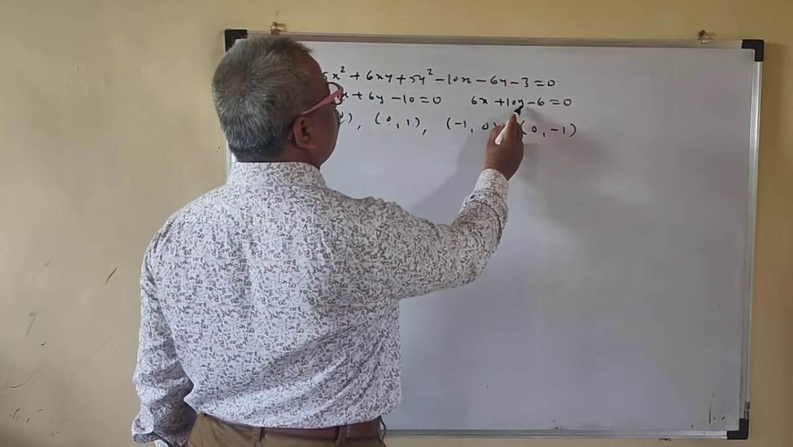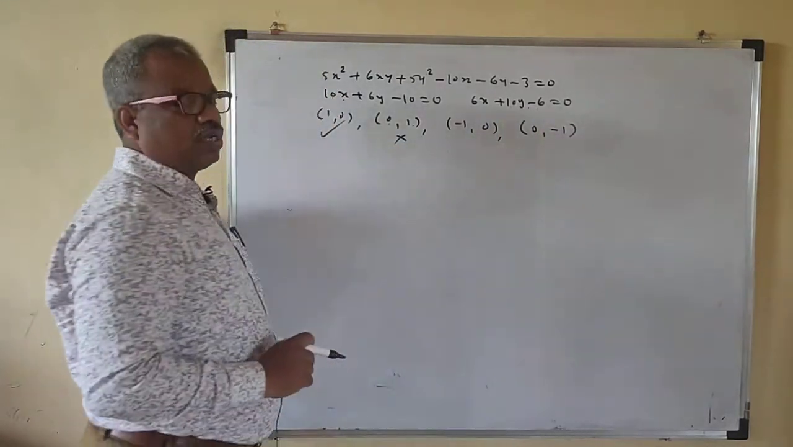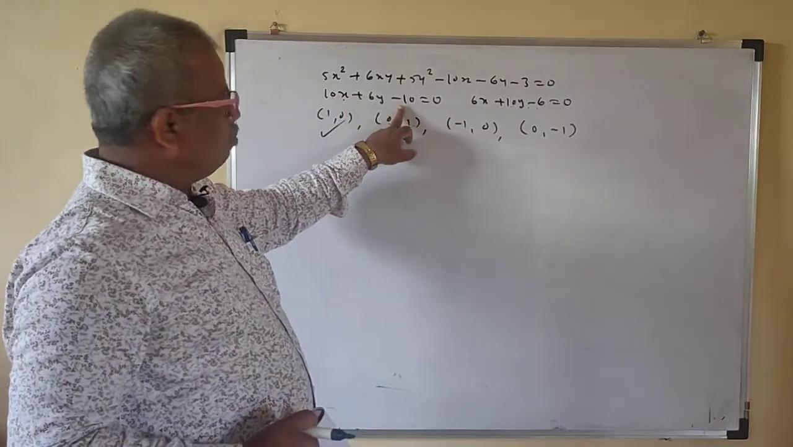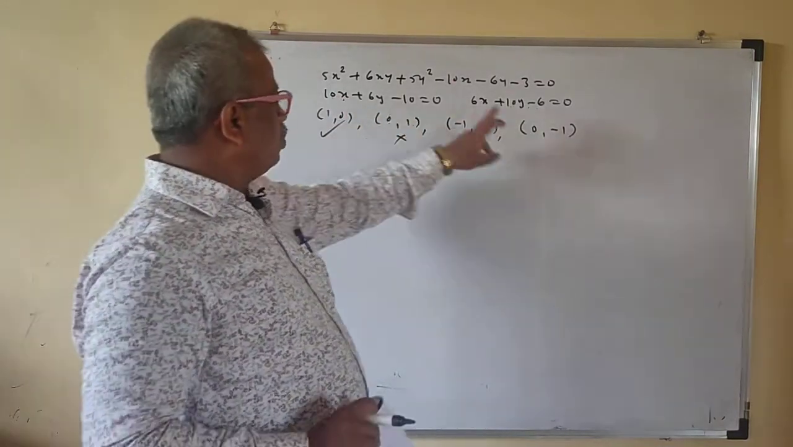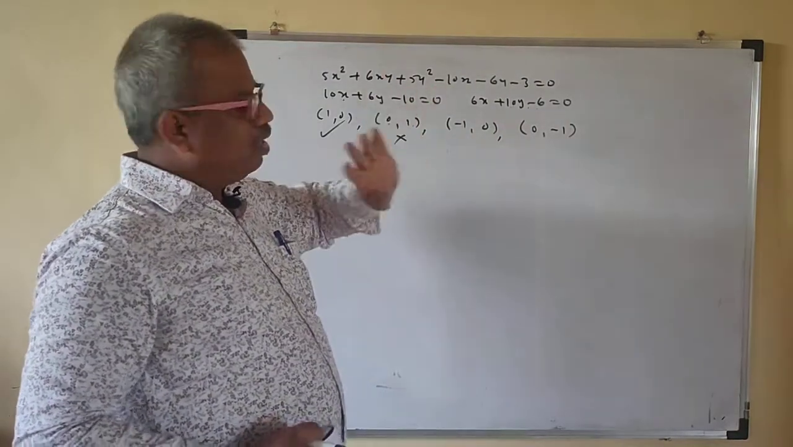You have to put y equal to 1. This is 10 minus 6, which is not 0, so it does not satisfy this. For minus 1, check: this is minus 10 minus 10, so this is minus 20. It's not 0. This one does not satisfy either of these equations, which means it will not be the center.